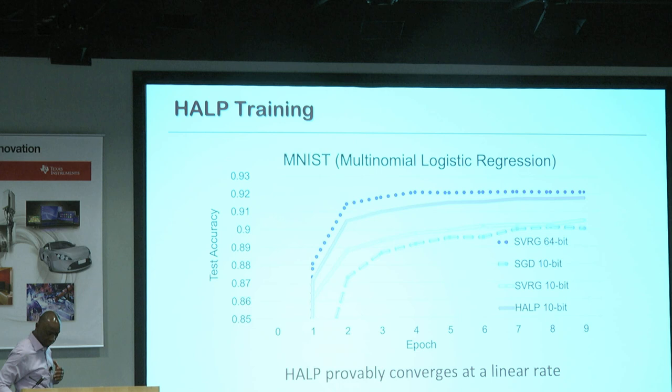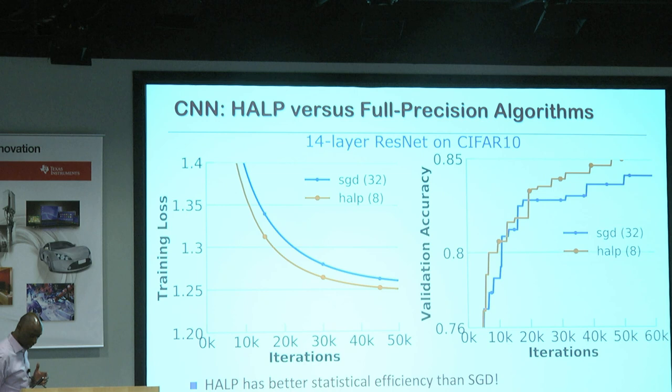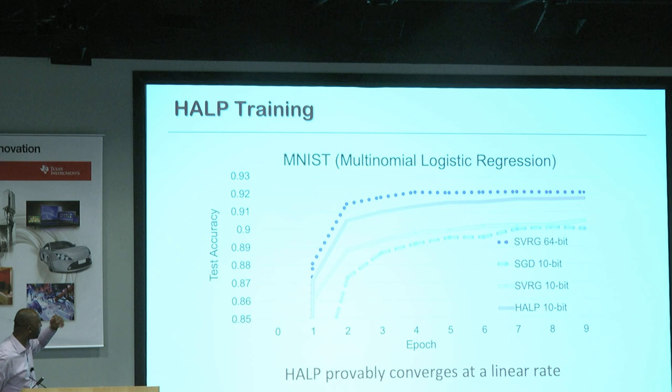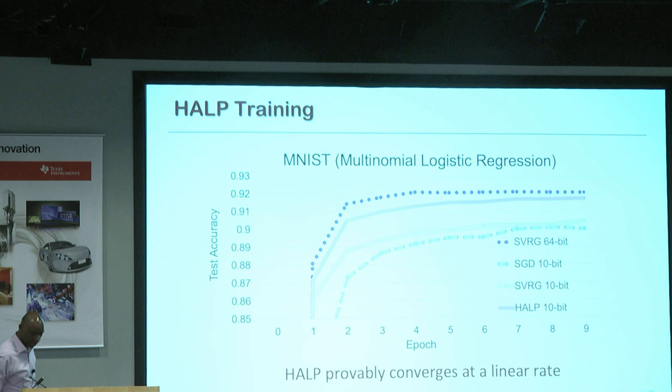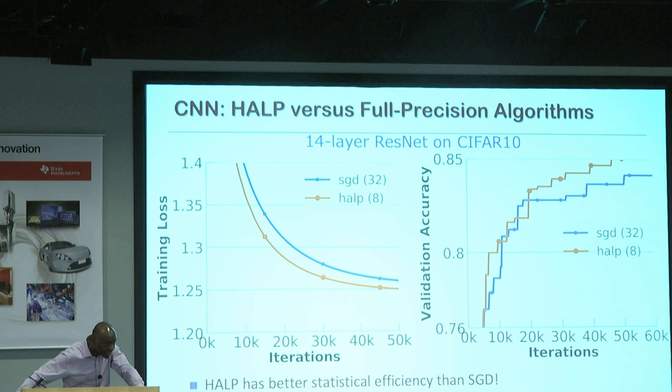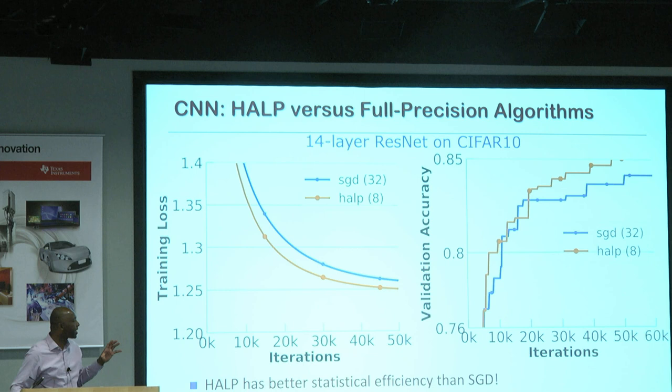And not only does it work in terms of something like logistic regression, which is convex, we can also do it with deep neural networks, which are non-convex. You can prove things about convex functions. You can't prove things about non-convex problems. Yes, I'm talking about 10-bit fixed point. Okay, so high accuracy, low precision. So the point here is that you can relax precision and still maintain accuracy.